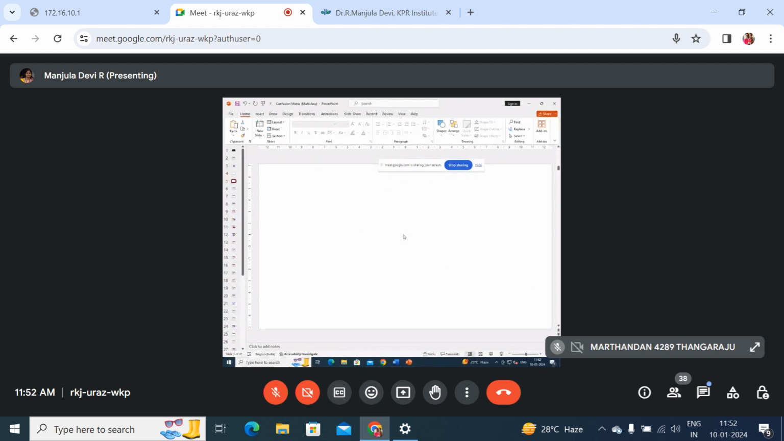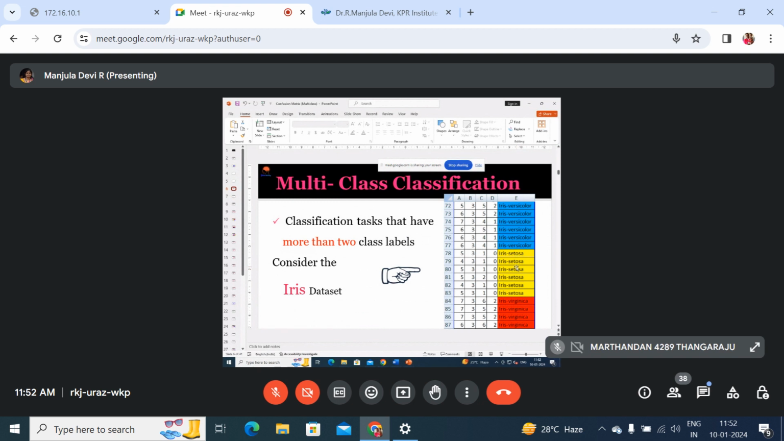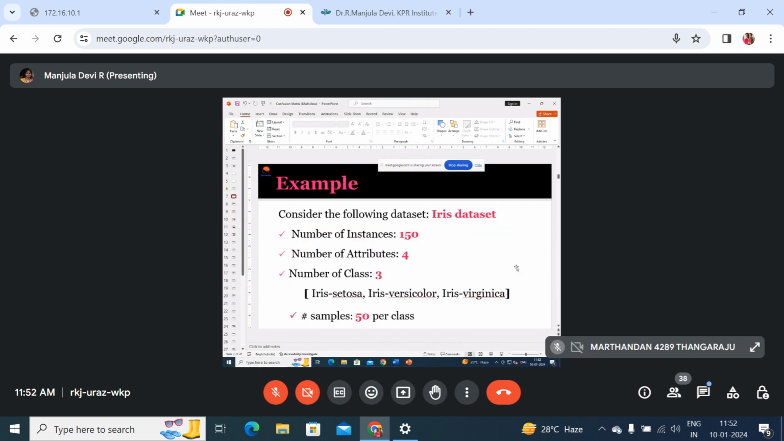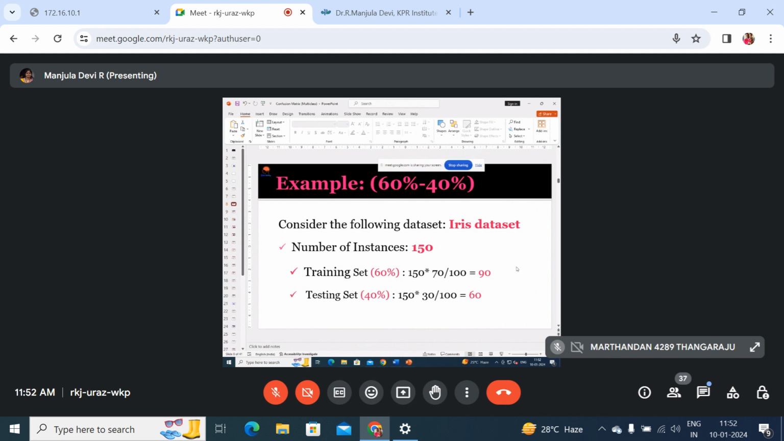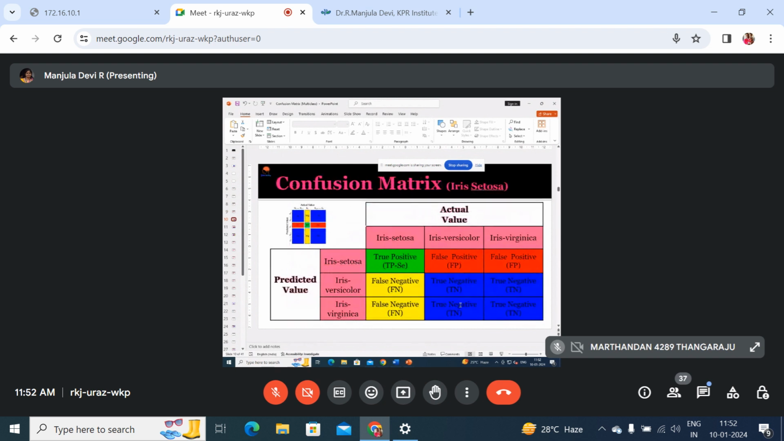So here, if you consider this data set, three classes are there. 150 instances, 4 attributes, 3 classes, 50 per class. So we have divided into training and testing, 60, 40. So 90 and 60 have been taken. 90 for training and 60 for testing. Now we will be looking into this.